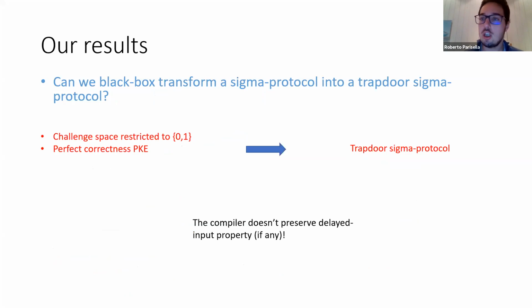Then we have a general compiler to define a trapdoor Sigma protocol from almost any Sigma protocol. This compiler works using as an additional tool a perfect correctness public key encryption scheme, but has to restrict the challenge space to only 1 bit length. However, this compiler doesn't preserve the delayed input property.